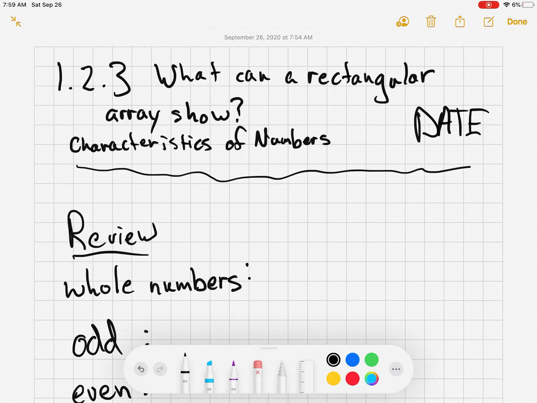Hey there, quick intro video to 1.2.3, what can a rectangular array show? We're really going to focus on characteristics of numbers, and characteristics are certain traits, if you will, about numbers.